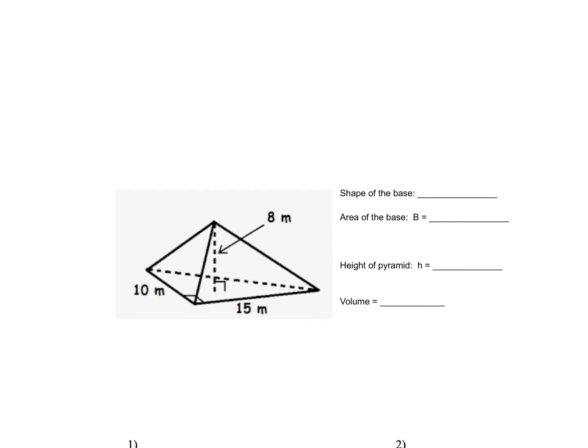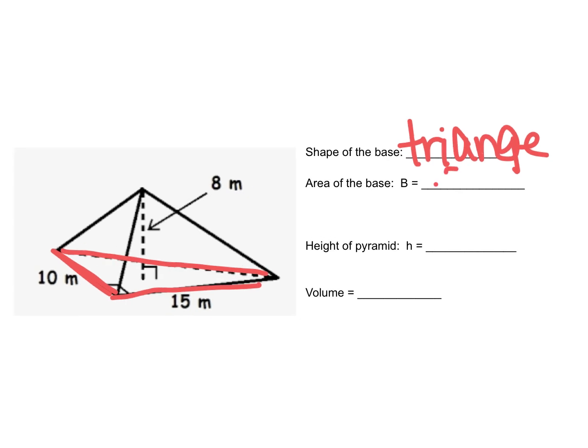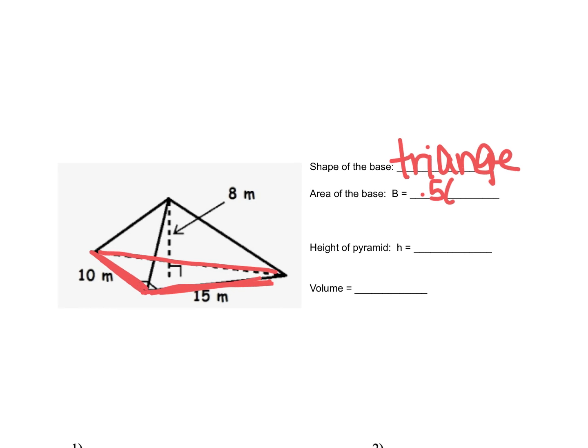Okay, if you look, here's our base again. Right here is our base. That base is a triangle. The area of the base is half the base times the height. The base and the height are perpendicular to each other, so 15 and 10. And if we take a half times 15 times 10, we get 75. So our area of our base is 75. Our height from the apex perpendicular down is 8.